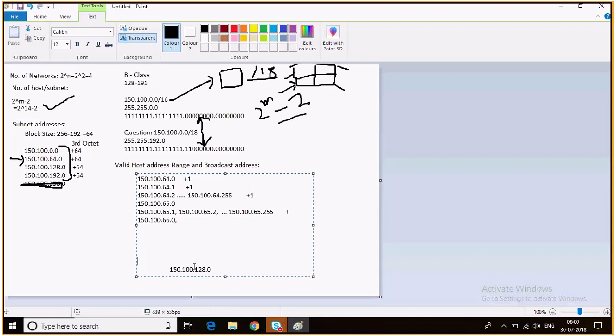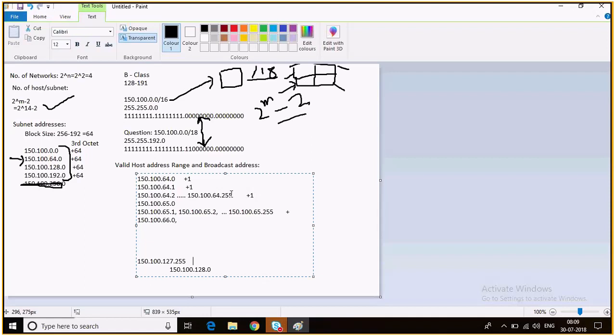One number minus 150.100.128.0 minus 1. So what is the address that I am looking for now? It is 150.100.127.255. This is my broadcast address for this network which I am calculating it for. So my network is 150.100.64.0, right? The first address is 64.1 to 64.2, and it goes on till this.